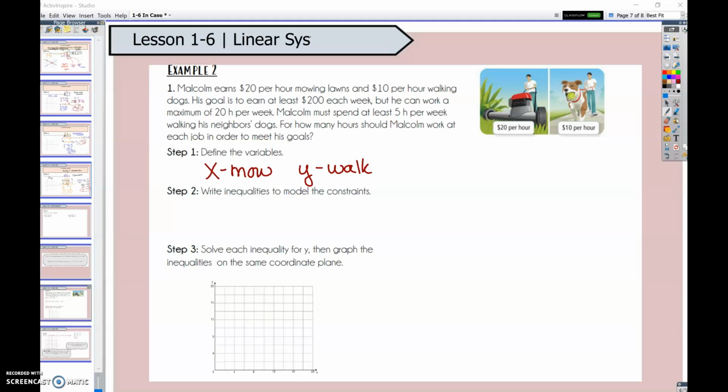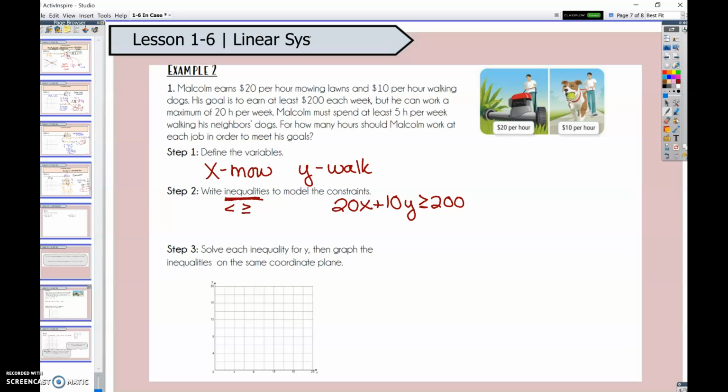Now we want to write inequalities. Remember, inequalities are those like gator or inequality symbols. So they tell us he earns $20 to mow, so I'm going to say $20 for every yard he mows, plus $10 for every dog he walks, 10y. He wants to earn at least $200, so more than would be great, equal to would be plenty. There's one inequality or constraint we could say he needs to meet.